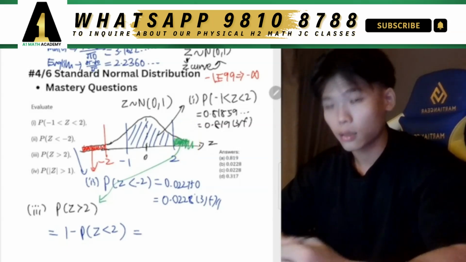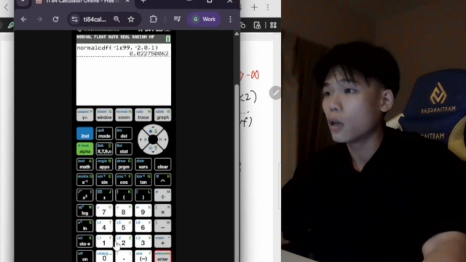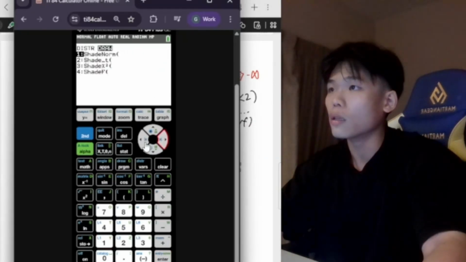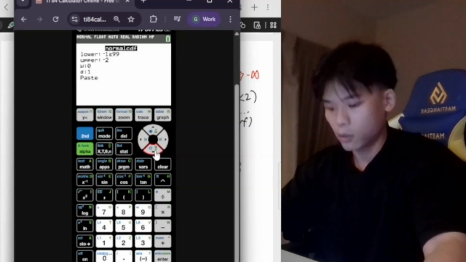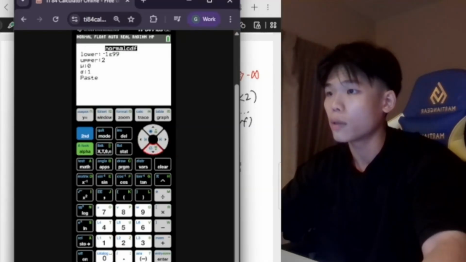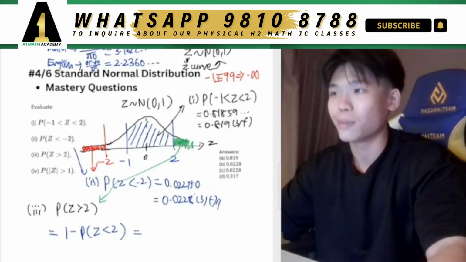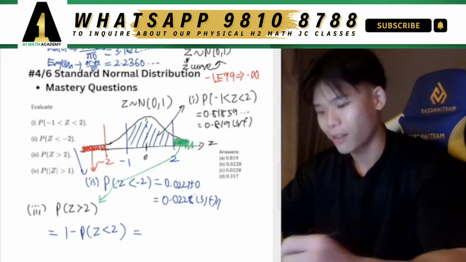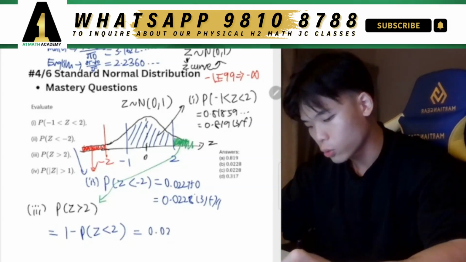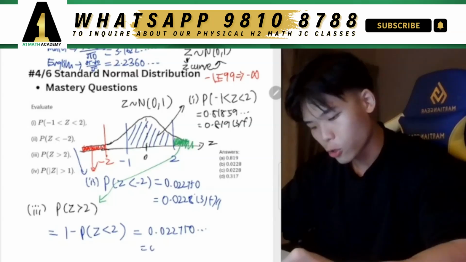So in the calculator, all we need to do is just key 1 minus the normal CDF. Upper will be 2, and then all the way down here, paste. 0.02275. Yeah, effectively it's the same thing. Correct, it's the same thing. So you get 0.02275, which is 0.0228 to 3 SF.